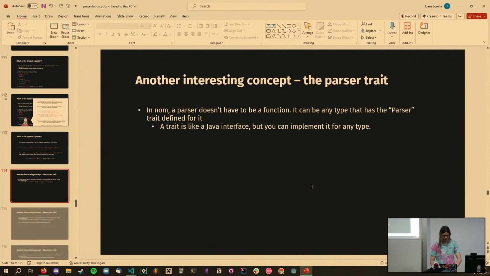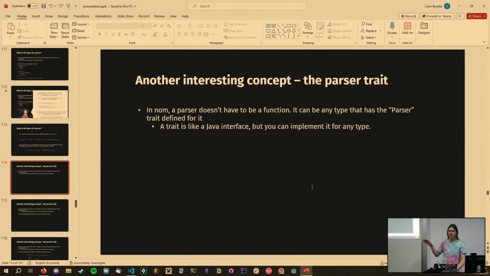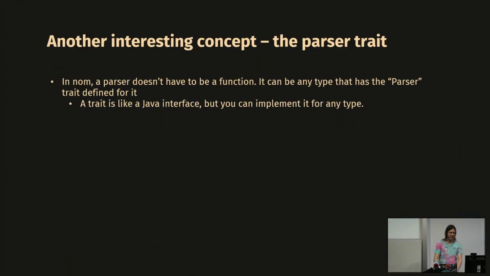Another thing, and this is the last part of the Rust section. Another thing that I thought was really cool, just to sort of show off, it's just a fun little Rust thing, is the parser trait. So I showed you the definition of those functions, right? They have a certain type signature, but it doesn't have to be a function. In nom, a parser is anything that implements the parser trait, which has a function defined on it that parses. Sorry, that is a parser function.